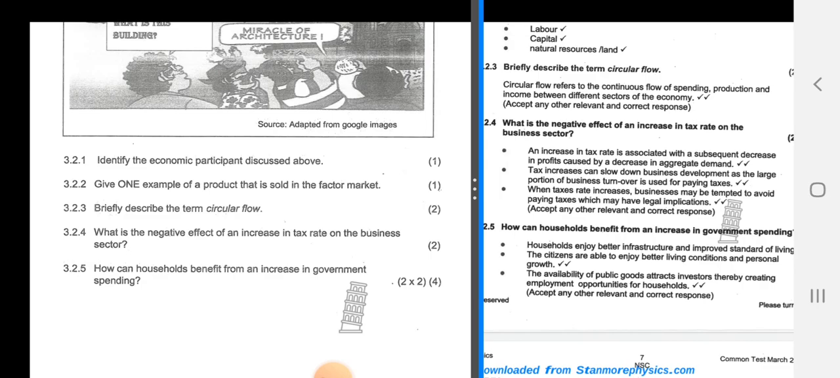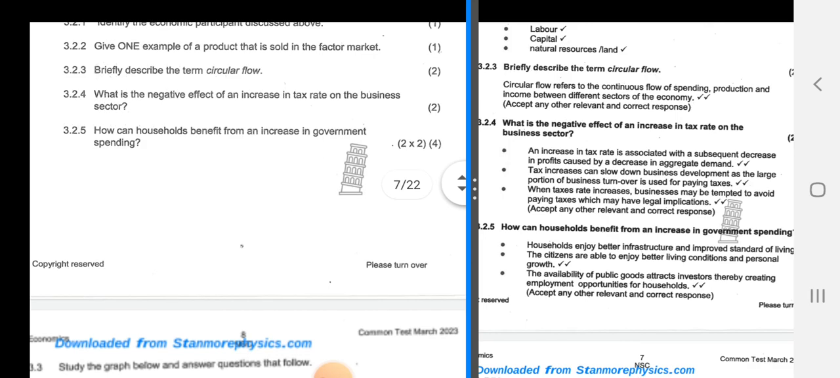3.2.4 says, what is the negative effect of an increase in tax rate on the business sector? How will the business sector be impacted negatively when there is an increase in tax? An increase in tax is associated with a subsequent decrease in profit caused by a decrease in aggregate demand. So tax increases can slow down business development, as a large portion of business turnover is used for paying taxes. It's 2 marks. You need to give a full sentence, or 2 half sentences.